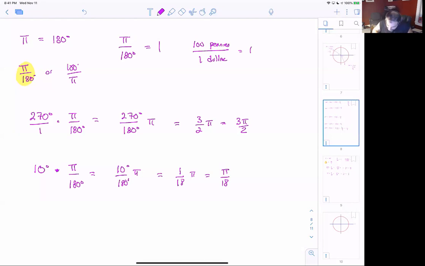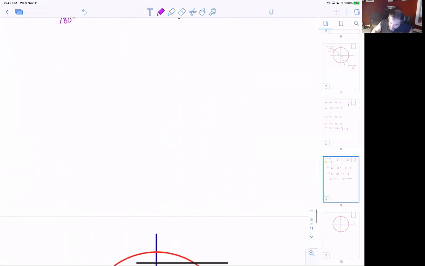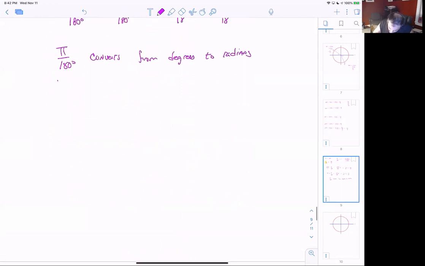So this pi over 180 converts from degrees to radians. So if you can't find the special angle fast enough, the 30, the 60, the 45, or the 90, you can use this as a multiplication factor, and it will convert from degrees to radians. Likewise, 180 over pi converts from radians to degrees.